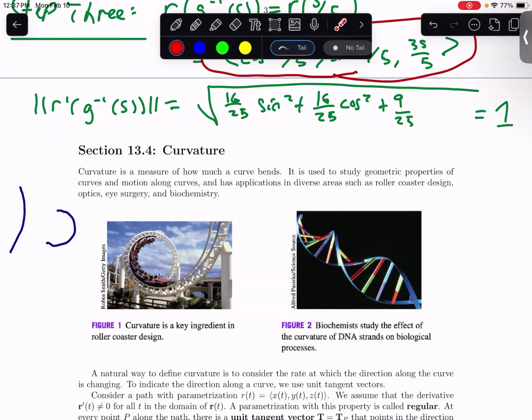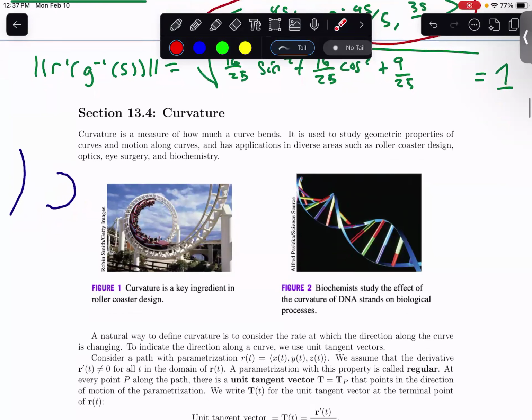And so we want a quantity or some sort of numerical expression that tells you whether or not you're bending a lot, or whether it's more vertical or horizontal. It's a really fundamental value used to study simple geometric properties of curves and motions along curves. And it has a ton of different applications. Of course, you can look at a roller coaster, where a loop corresponds to some sort of curvature that you want to have.